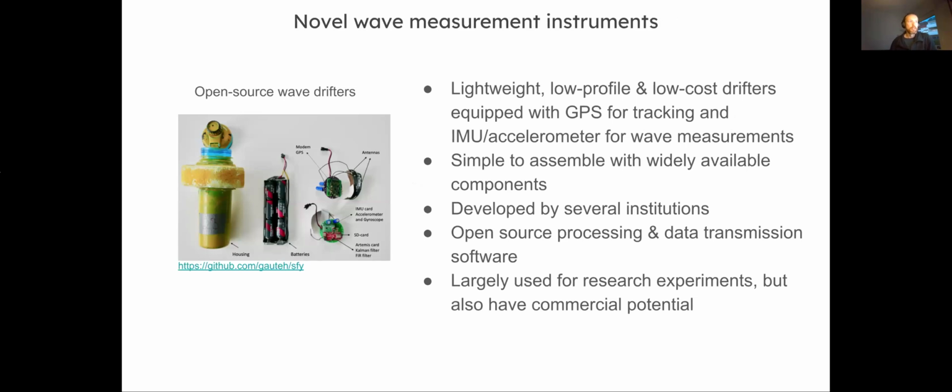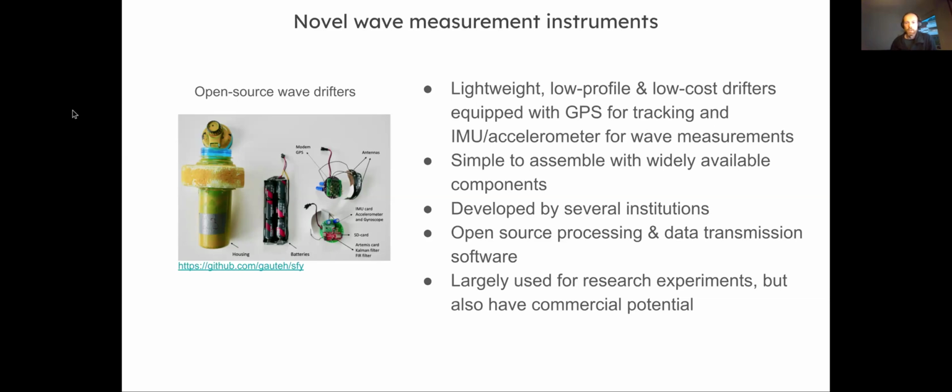So how are we currently trying to improve on these traditional wave measuring methods at Met Norway? One area that's in pretty rapid development in recent years are these small scale and low cost drifters that usually come with GPS for tracking their trajectories and accelerometers or inertial measurement units, or IMUs, for getting the wave heights.